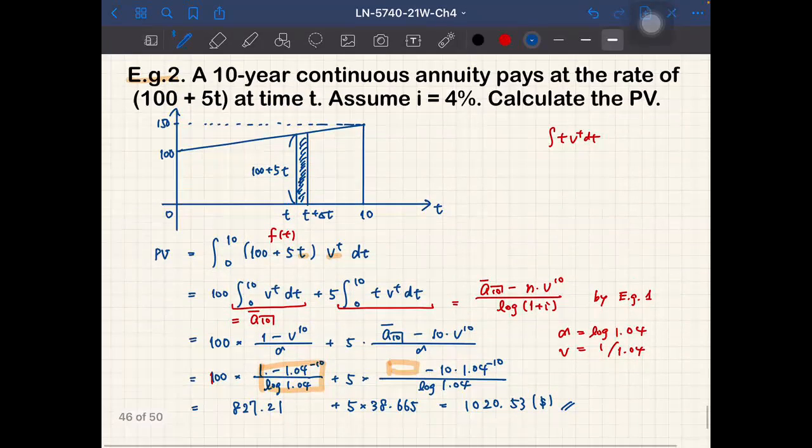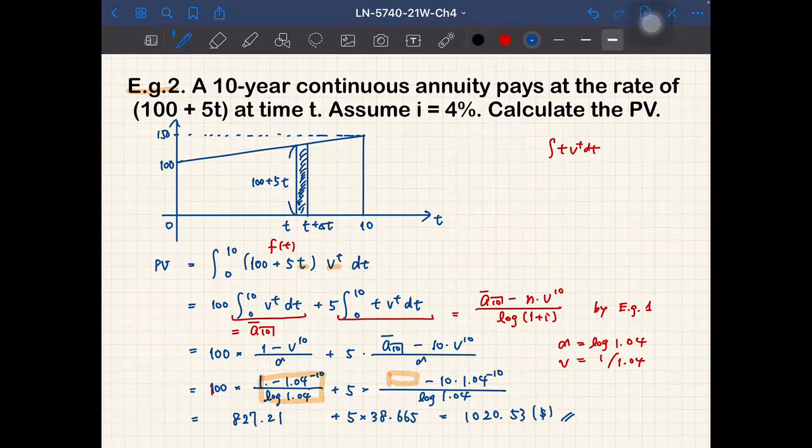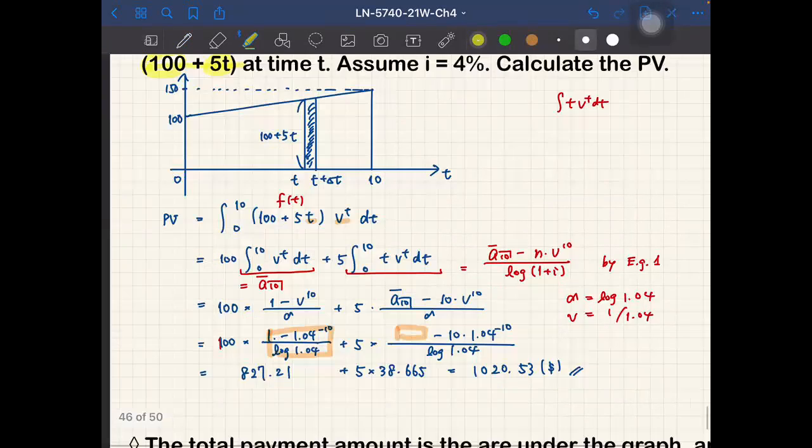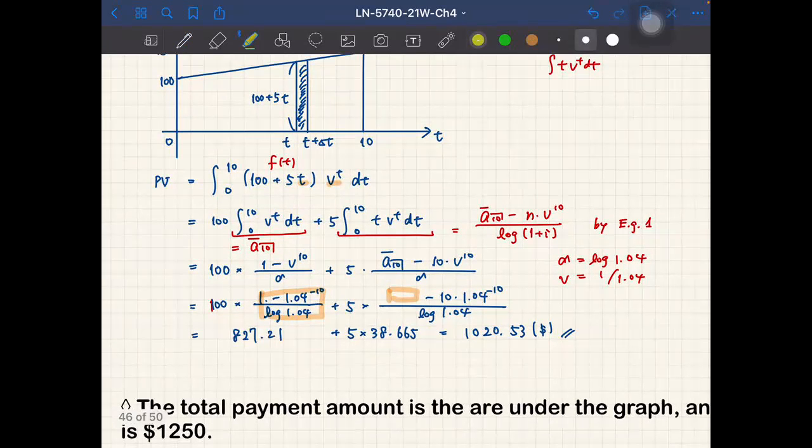So the point is that this is a linear function of t. We have a little complicated function here, but this is a linear function of t. So 100 is the usual continuous annuity with constant payment, and 5t is just what we covered in the previous example. So if we decompose it, then we can calculate without dealing with integrals. The integral immediately gives these formulas.